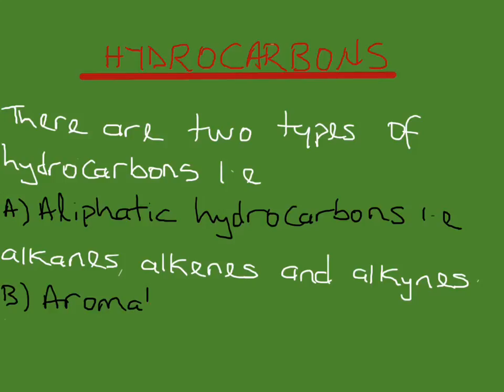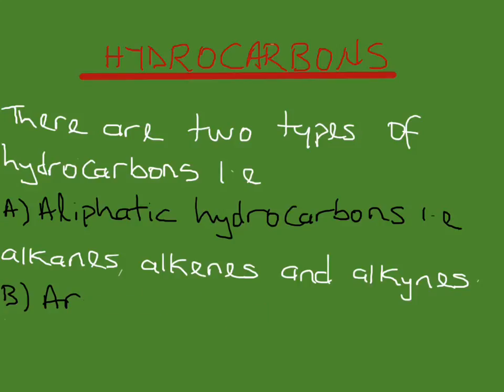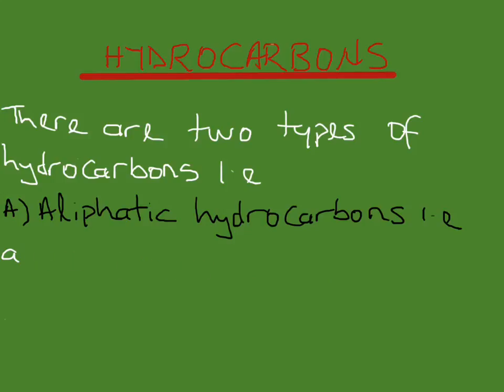The next one we are going to look at is aromatic hydrocarbons. Aromatic hydrocarbons, that is benzene. Aromatic hydrocarbons are also called arenes. Here, in aromatic hydrocarbons, the carbon atoms are arranged in a ring structure. Like you can see from the example I'm going to place up now, we say aromatic hydrocarbons are hydrocarbons in which the carbon atoms are arranged in a ring structure.